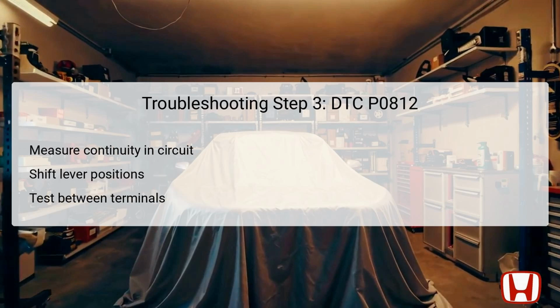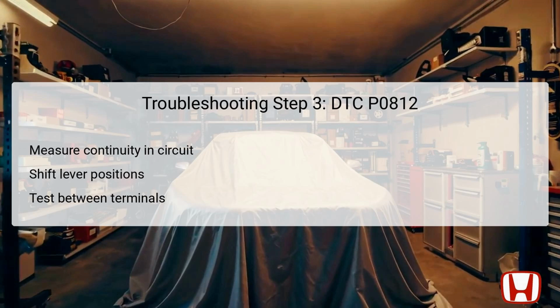The third troubleshooting step requires checking for continuity between the transmission range switch connector terminals number 7 and number 10. This involves shifting the gear lever to the reverse R position and then testing continuity with a multimeter. It's essential to confirm continuity exists specifically when the shift lever is in the R position and no continuity when the lever is shifted to any other position.